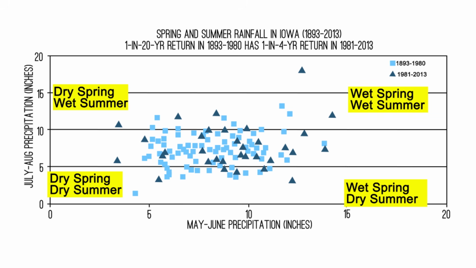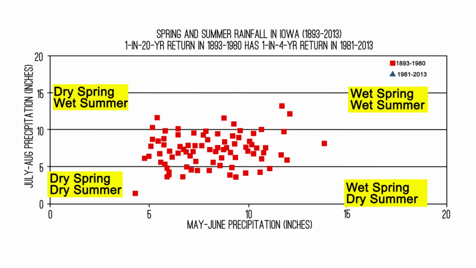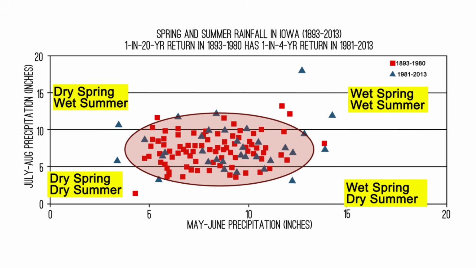So if a growing season falls in the lower left, that means it's a dry year. If it falls in the upper right, that means it's a wet year. So now let's take a look at what we see as we look at all those growing seasons. Look at the growing seasons from 1893 to 1980. You see those kind of in those red squares. And then, again, the blue triangles from 1980 to current. And what they've done is they've clustered what you would consider to be normal. That's in that pink area.